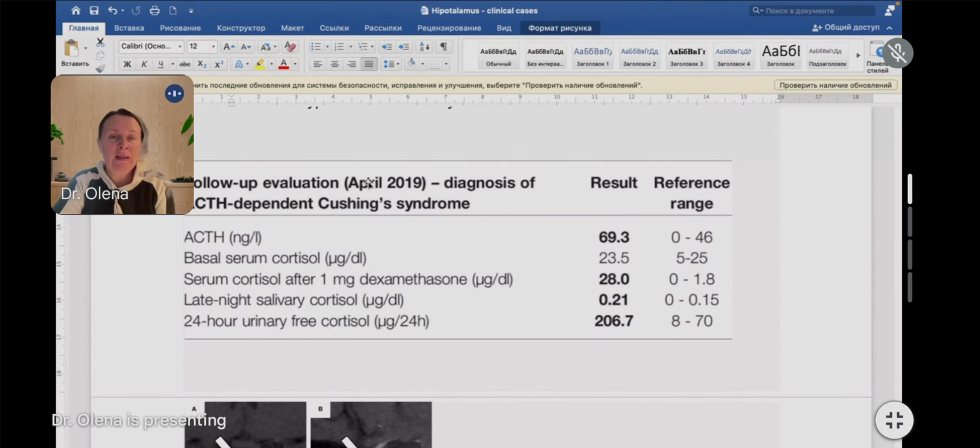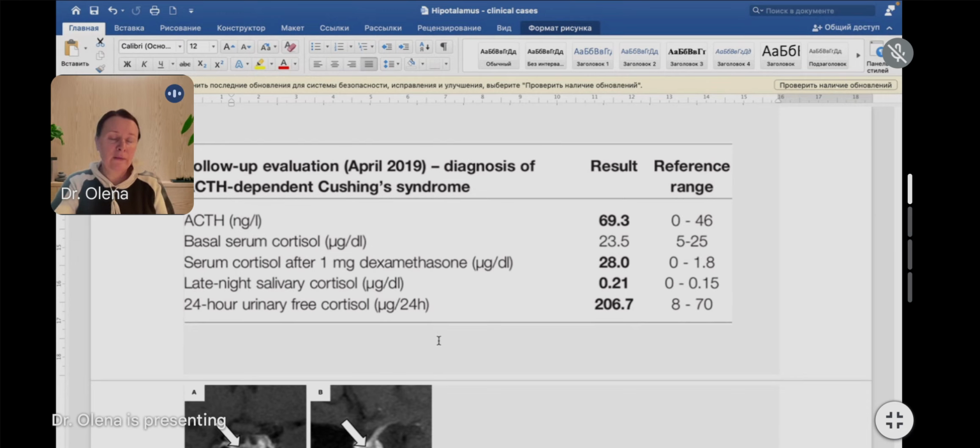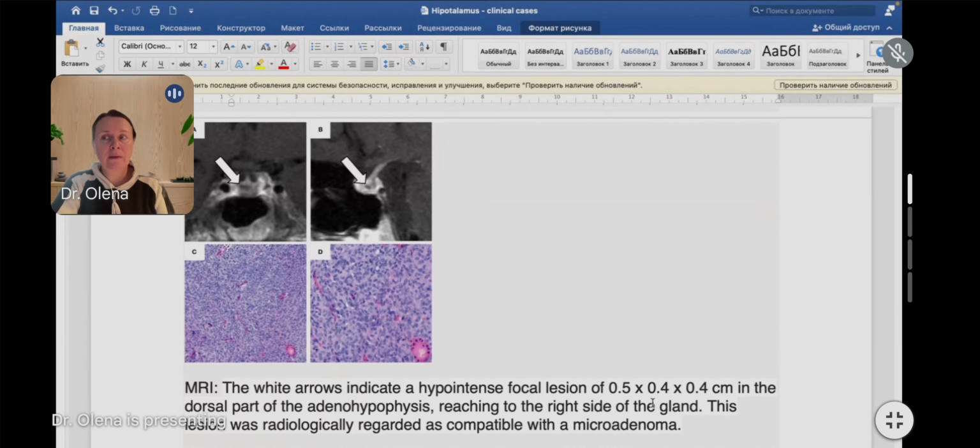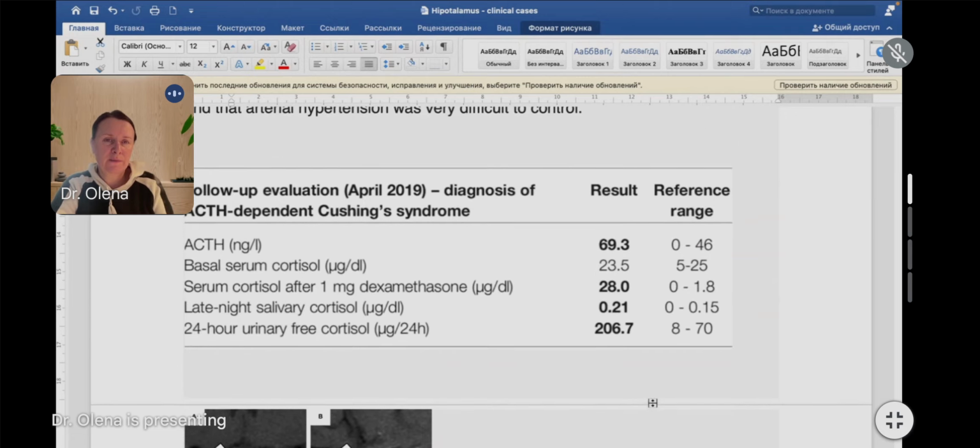And during examination in April 2019, the level of ACTH was increased. Basal serum cortisol was in the normal range, but after the dexamethasone suppressive test, we have an increased level of cortisol in serum and in urine. The level of cortisol in urine too is increased. When the doctor prescribed examination of the adrenal gland and pituitary gland, different changes were determined.